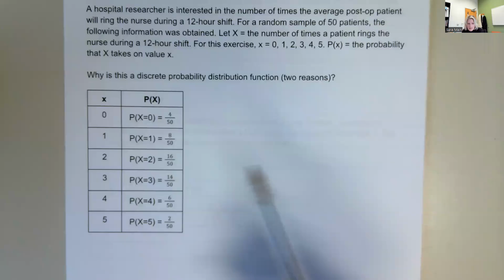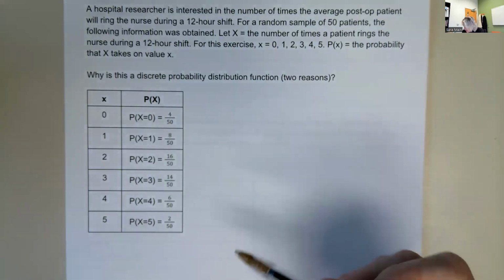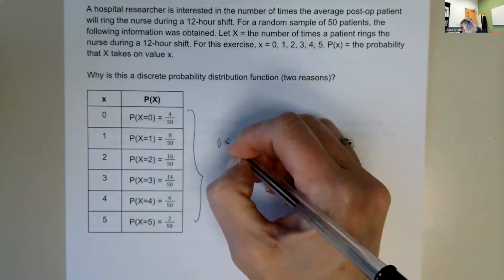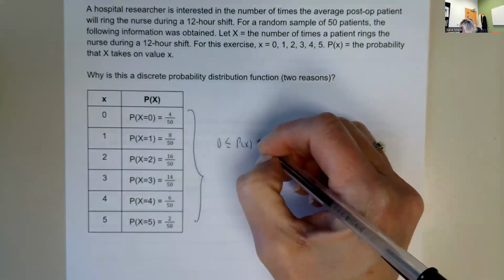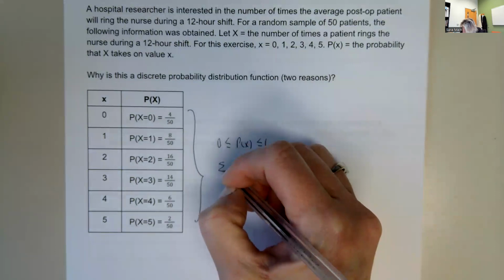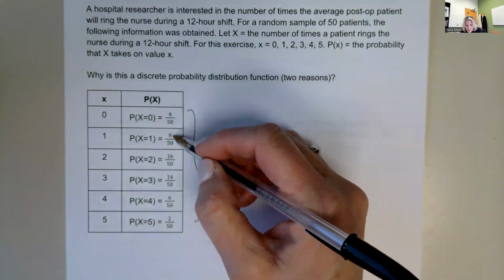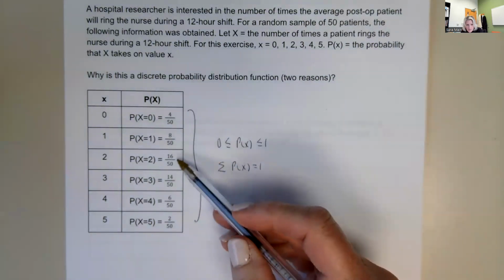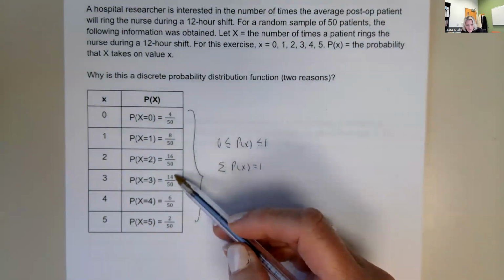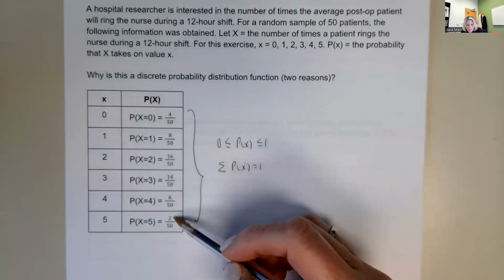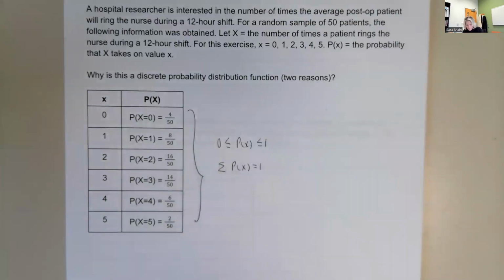And it says, why is this a discrete probability distribution? And again, it's because they are all greater than or equal to 0, but less than or equal to 1, and they add up to be 1. 4 plus 8 is 12. Plus 16 is 28, plus 14 is 42, plus 6 is 48, plus 2 is 50 over 50.